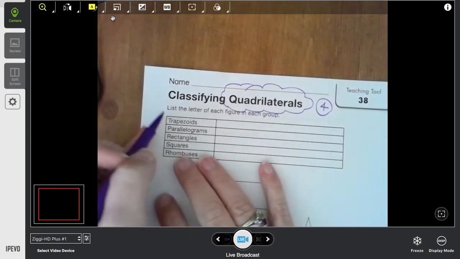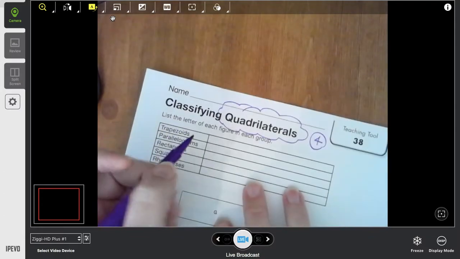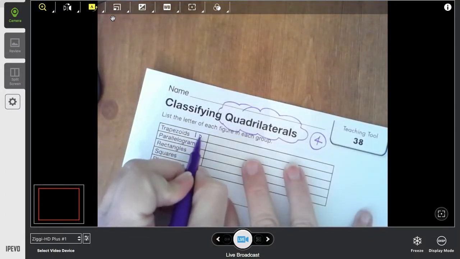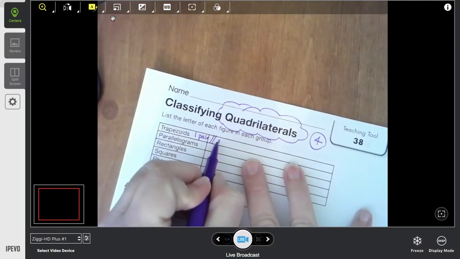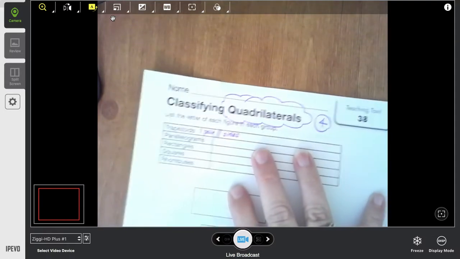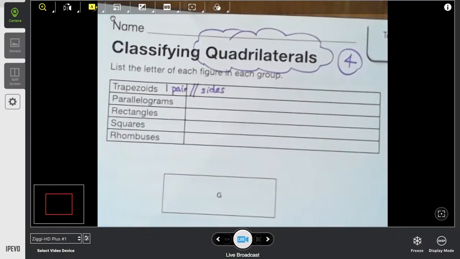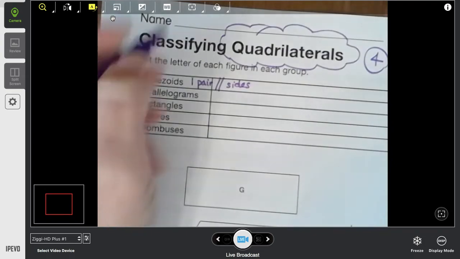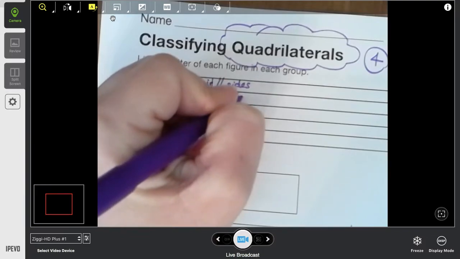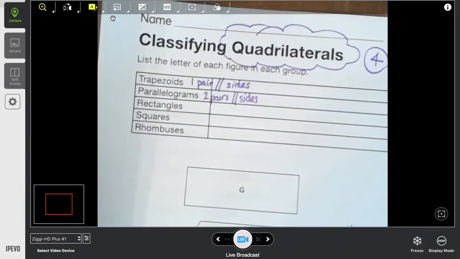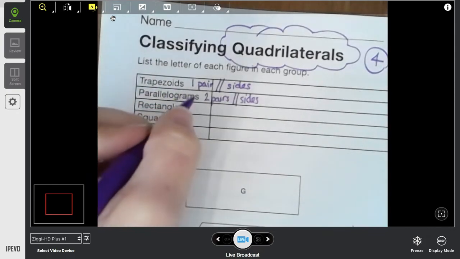Trapezoids. The most important thing to remember about a trapezoid is it only has one pair of parallel sides. That's my symbol for parallel. That's the only thing that's true about a trapezoid. Okay, it's a quadrilateral and one pair of parallel sides. Parallelogram, the only thing it has to have is 2 pairs of parallel sides. Okay, that's the big difference between them. It can't be both.